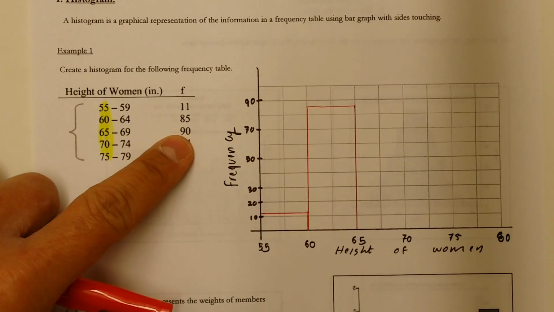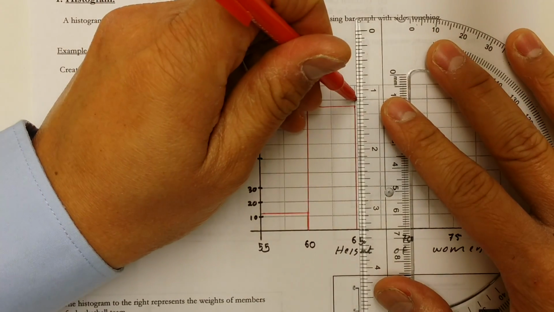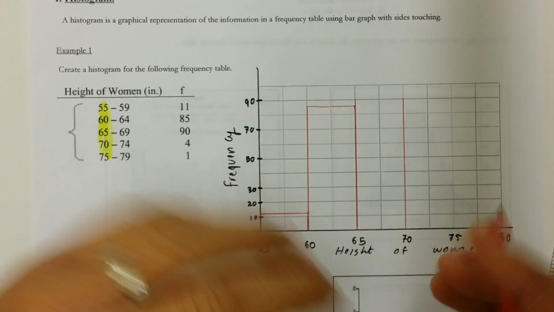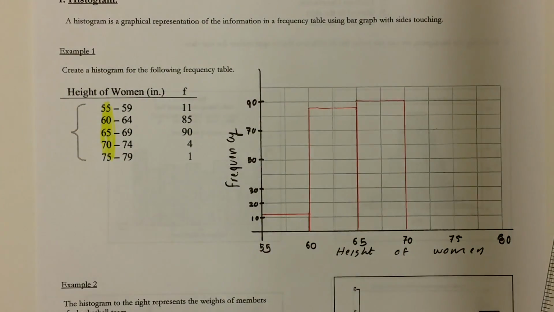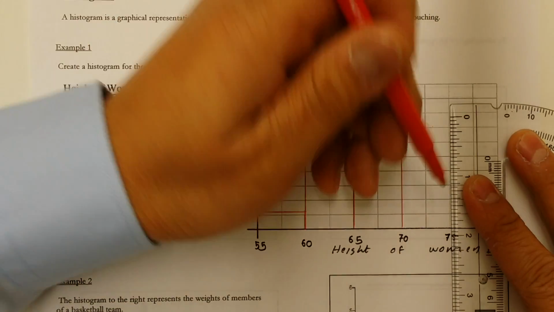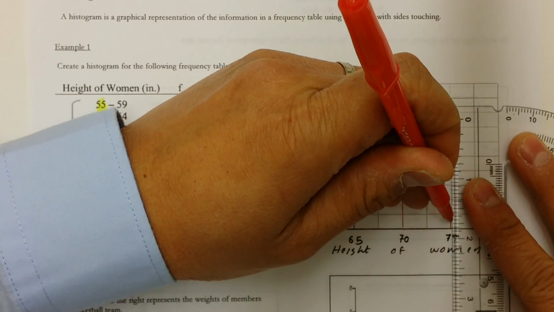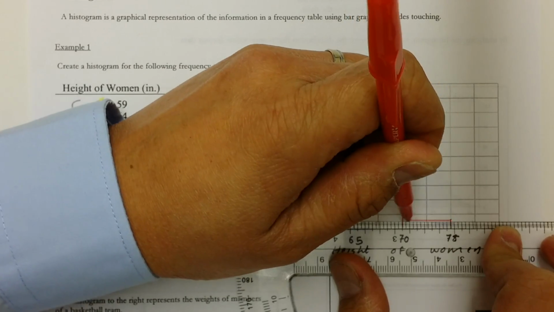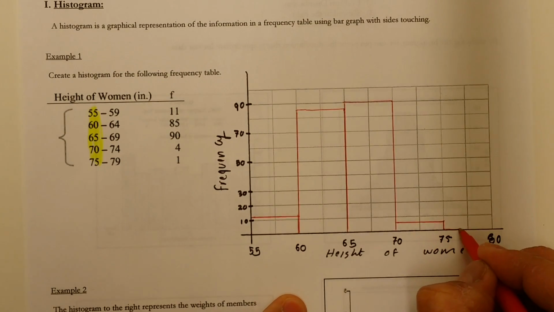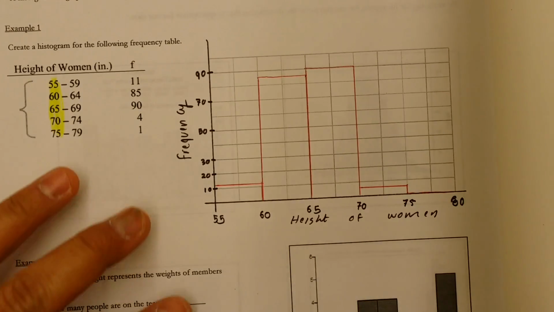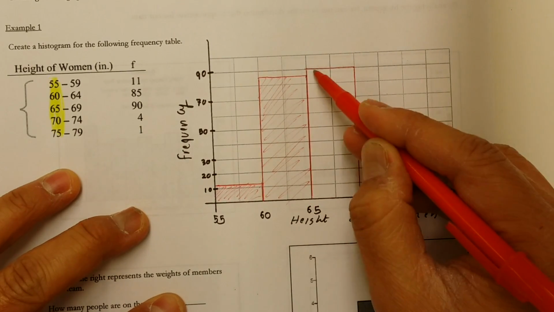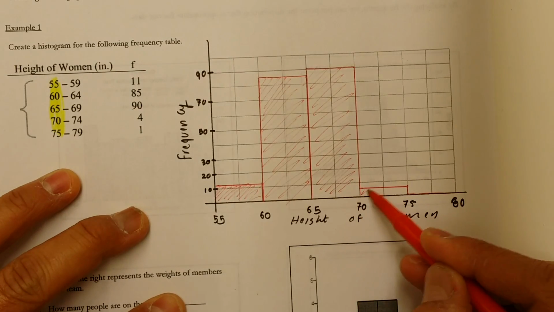Similarly, for 65 to 69, there are 90. So go up a little bit to 90, and then connect them together like that. Between 70 to 74, there are 4 women, which is a pretty small number. Connect them over like that. And then 75 to 79, there is just 1 person, so just draw a line through there. If you like, you can now shade in the bars to make them more visible. And that's how you make a histogram for our frequency distribution.